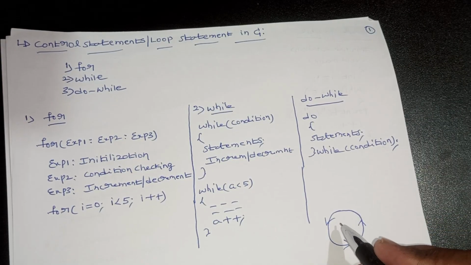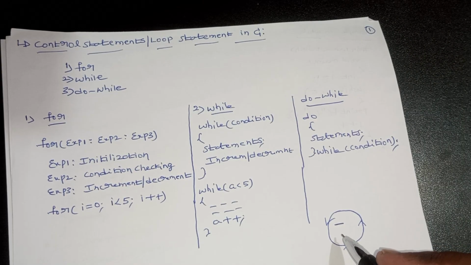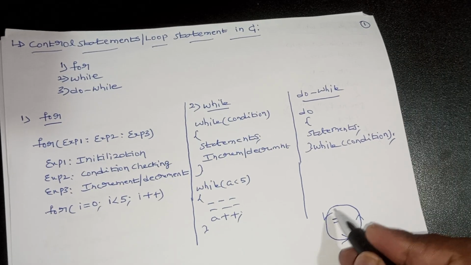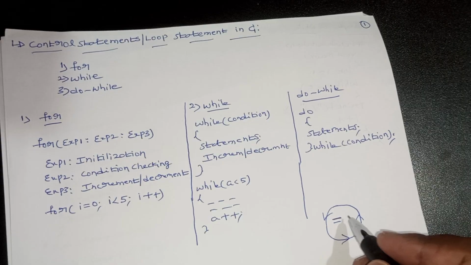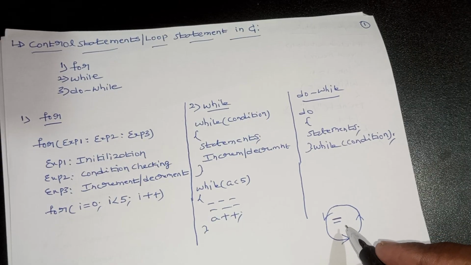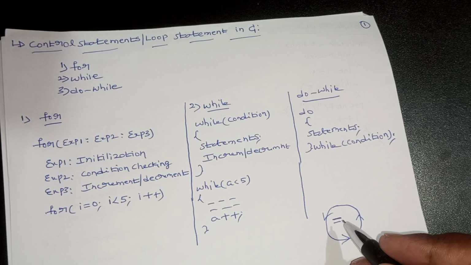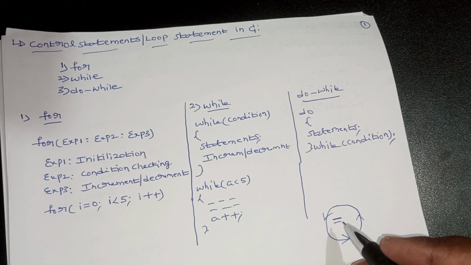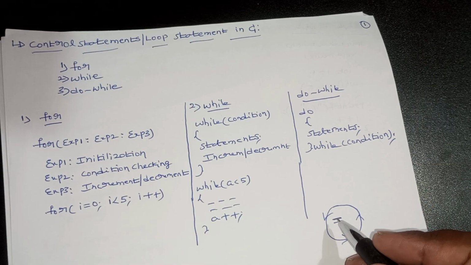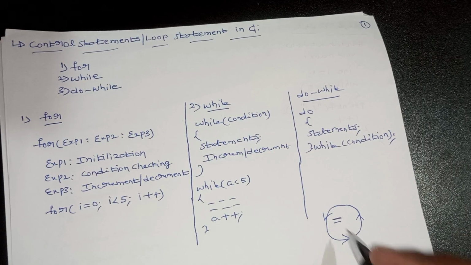It means you are executing some set of statements until the condition is false. So you have to execute some set of statements while the condition is true. When the condition is true, you have to execute these statements continuously until the condition is false. That is called a loop. If you want to execute the same statements again and again, for example, for n number of times, then we have to go for the control statements or loop statements in the C programming language.